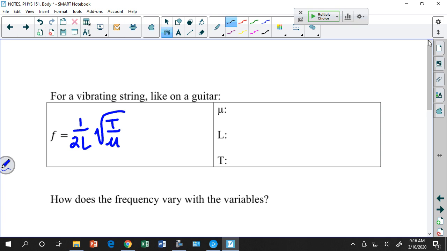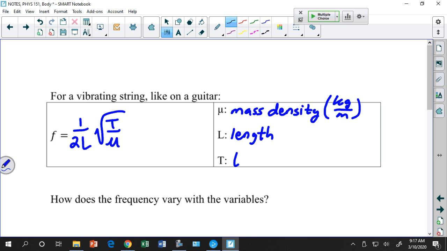Mu is the mass density. Mu is a lowercase Greek letter, as in Phi Mu. Any Phi Mu's here? No? Anyway, it's a Greek letter, and it stands for the mass density. It's a measure of mass per unit length, or kilograms per meter. It's sort of like volume density, except it's a one-dimensional volume density. So how much mass do you have per unit length, as opposed to per unit volume? L is the length, and then T is the tension.